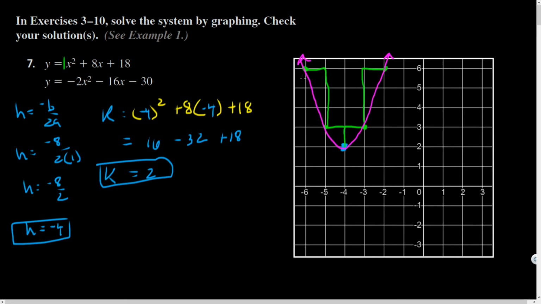Let's see. So here's the first parabola, but I've got to do it for the other one too. Man, this would have been easier algebraically, but we'll roll with it. So I've got to do the same H and K for this one now.